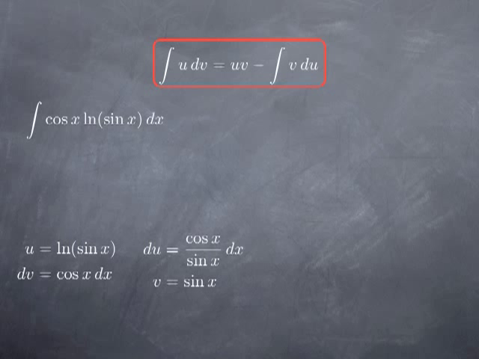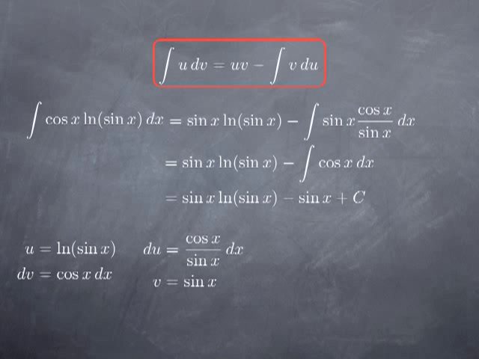Then I plug things in. uv is sine x multiplied by ln of sine x. And the integral of v du is the integral of sine x multiplied by cosine x over sine x dx. You see that I have sine x over sine x, that cancels out. So I end up with simply sine x ln of sine x minus the integral of cosine x. And the integral of cosine x is just sine x. So we obtain sine x ln of sine x minus sine x up to a constant.